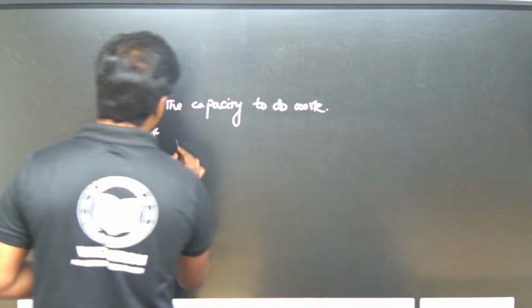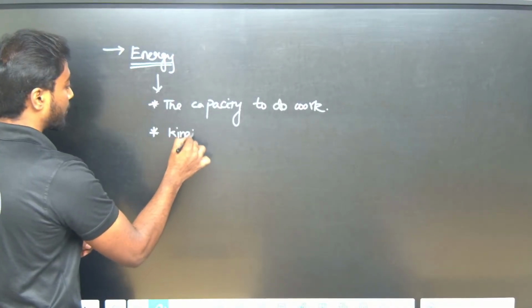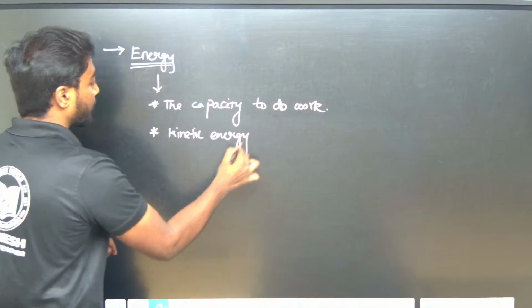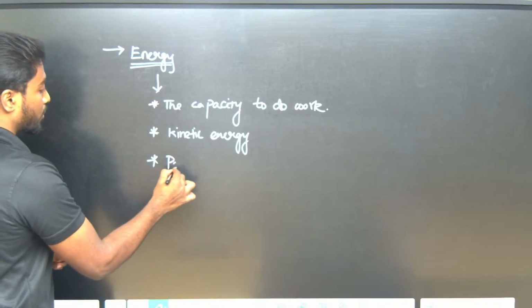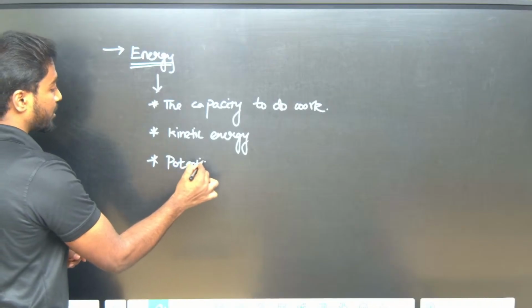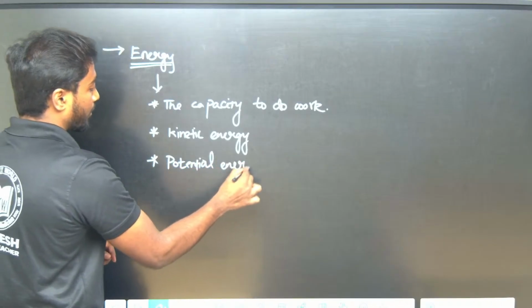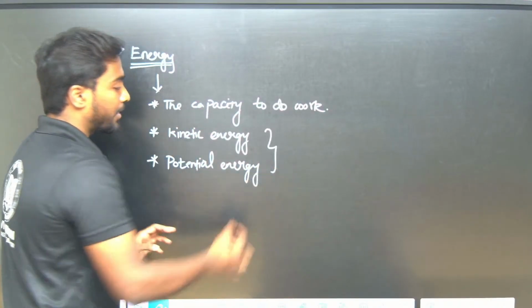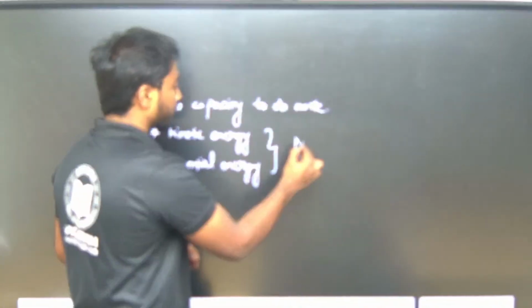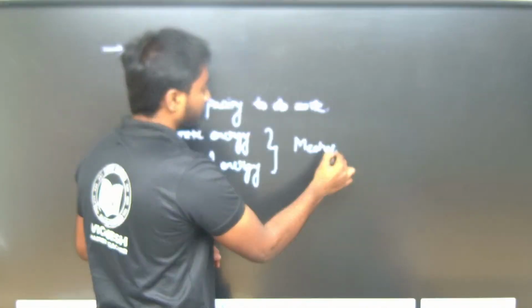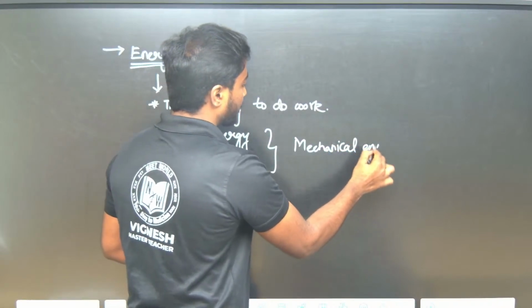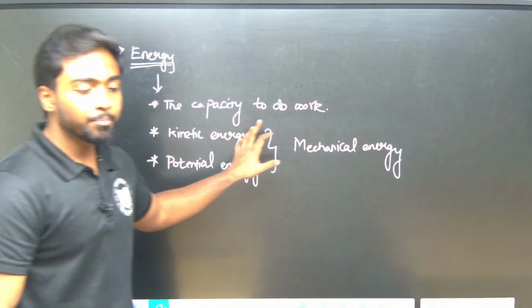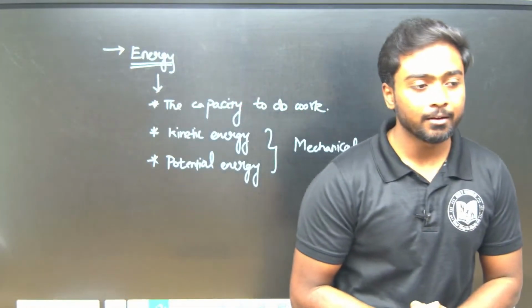So two things: one is kinetic energy, the next one is potential energy. When I combine these two energies, I will name this mechanical energy. So the sum of potential plus kinetic energy is called mechanical energy.